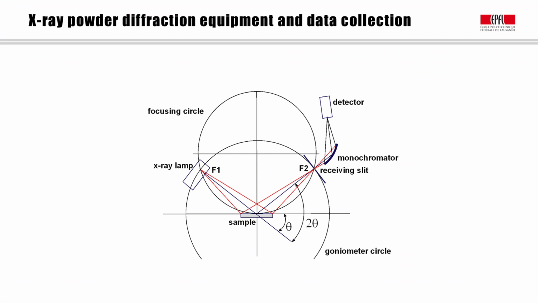Various Bragg-Brentano configurations exist. In the θ-θ system, both the X-ray source and the detector system rotate simultaneously along the goniometer circle. The sample stage in the center of the goniometer circle is fixed. Thus, if the angle between the surface normal and the incident beam has changed by θ, in fact, the angle between the incident and the diffracted beam has changed by 2θ.